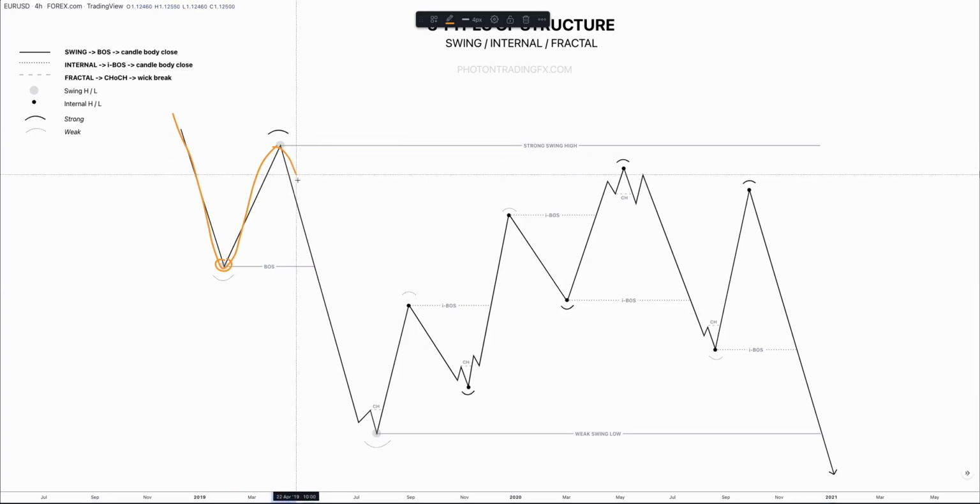So then we know that when price comes down and we get a candle body closure below that low, remember for swing BOS we need a candle body closure. Once we get that in price action, we then have a confirmed swing break of structure. The exact moment that the candle body closes below that previous swing low and we get that confirmed swing break of structure, what can we then do?